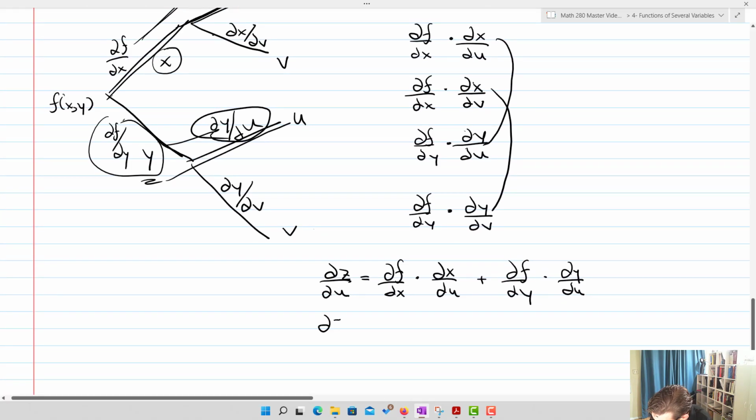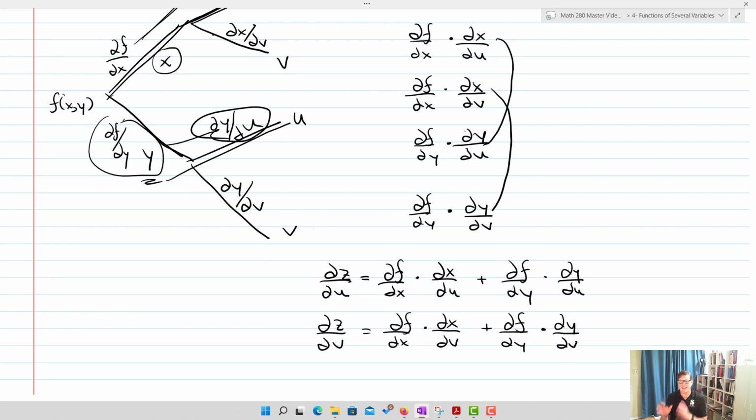And then dz dv is going to be df dx times dx dv plus df dy times dy dv. Okay? Now it seems like a lot, but it turns out it's actually going to make life a lot easier for us when we're actually finding our derivatives.